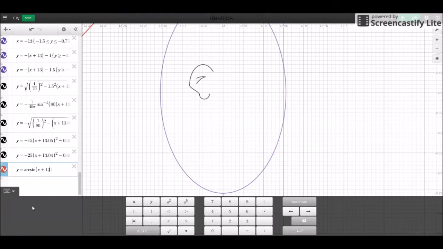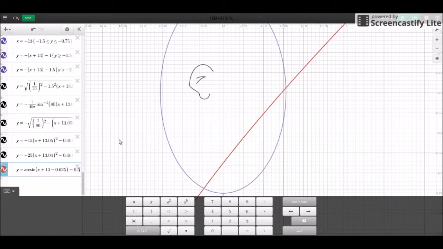Is it pi over 2? It's actually pi over 4. It is pi over 2. My bad. So center is at 13, and I want to subtract another 0.625, and I also want to subtract another 0.5.